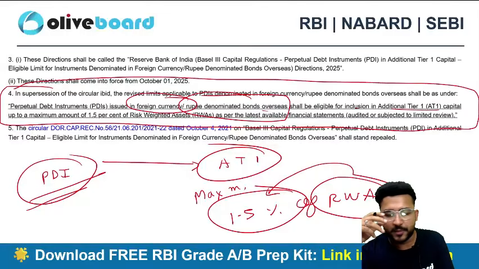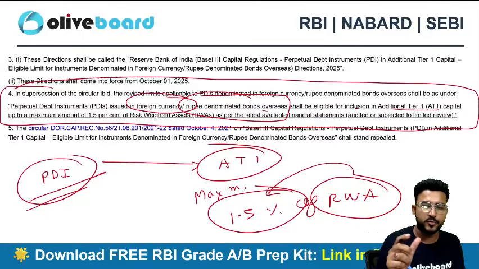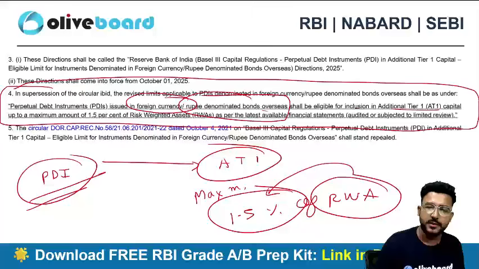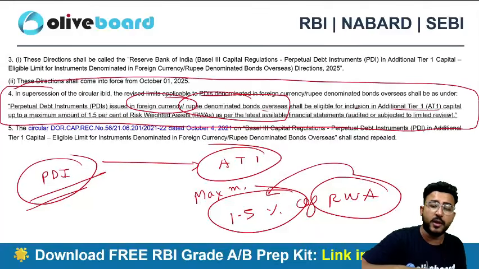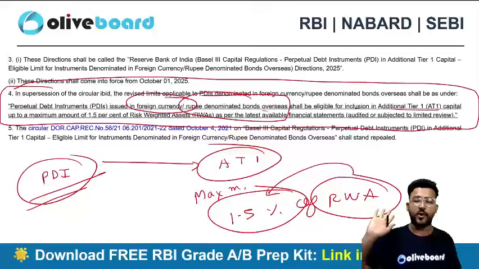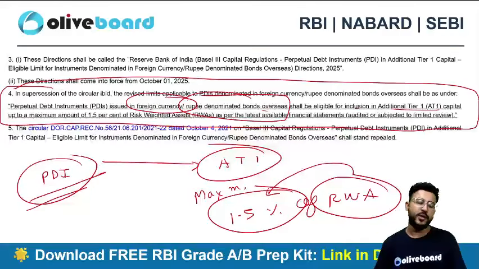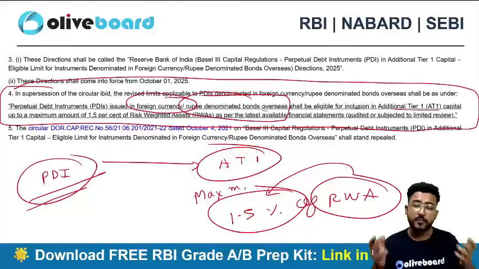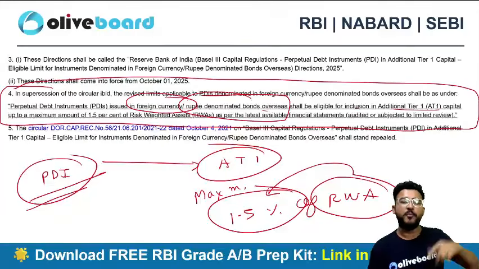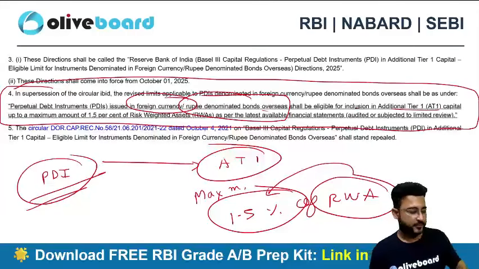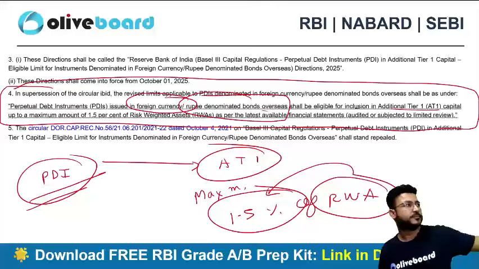Now what is this perpetual debt instrument? Because it's a debt instrument, I'll be paying you regular interest, right? Monthly or annually. Because it is perpetual, I will never be paying you your 1 crore rupee. But I will always continue to pay you interest. That's what perpetual debt instrument is all about. Perpetual, never ending, right?